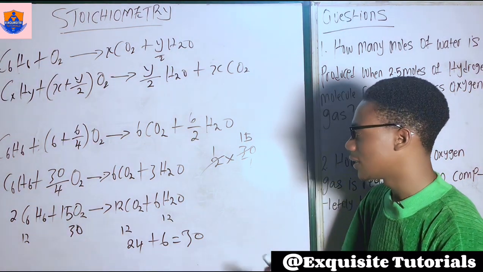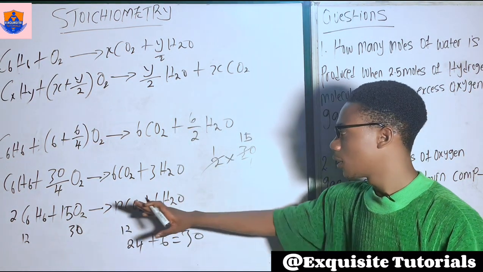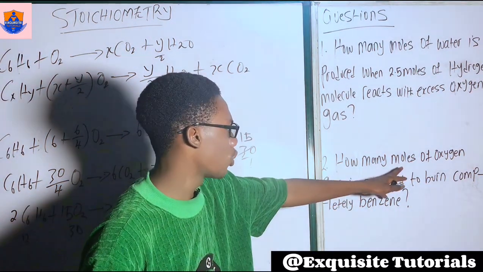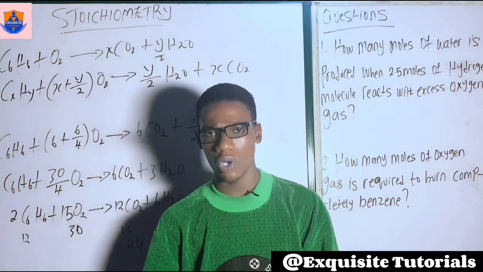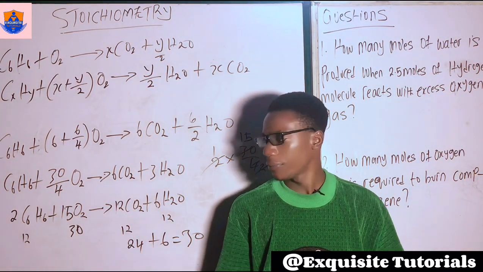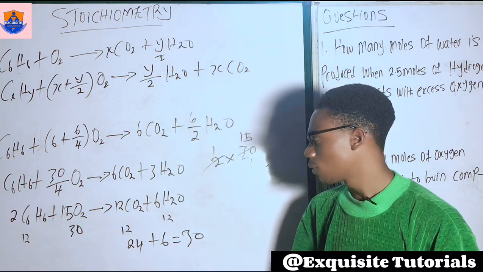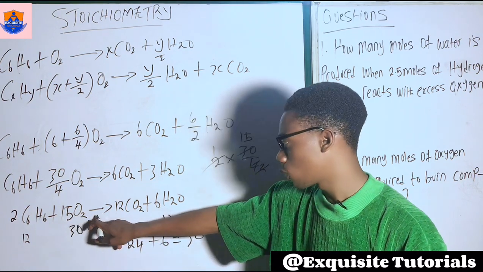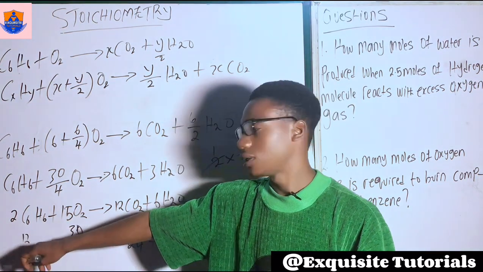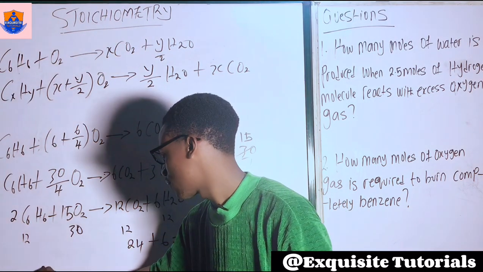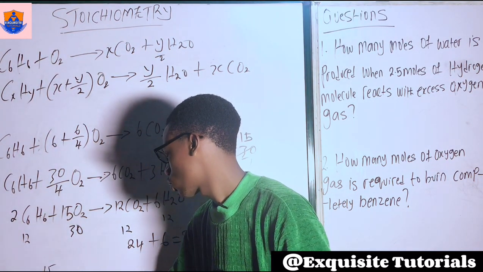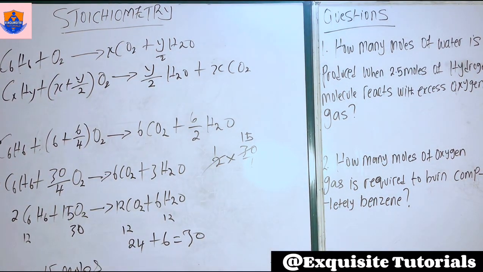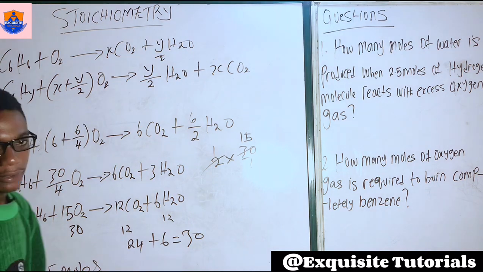Okay, so now this is the balanced equation of combustion of benzene. Now the question said how many moles of oxygen gas is required. If you have any type of question like this on your JAMB or post-UTME asking how many moles could burn this, the actual answer is 15 moles could burn 2C6H6. So the answer is 15 moles of oxygen.